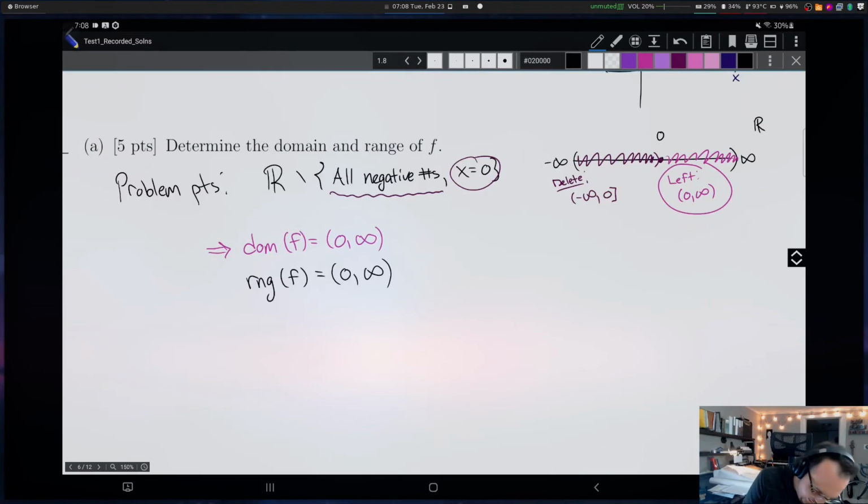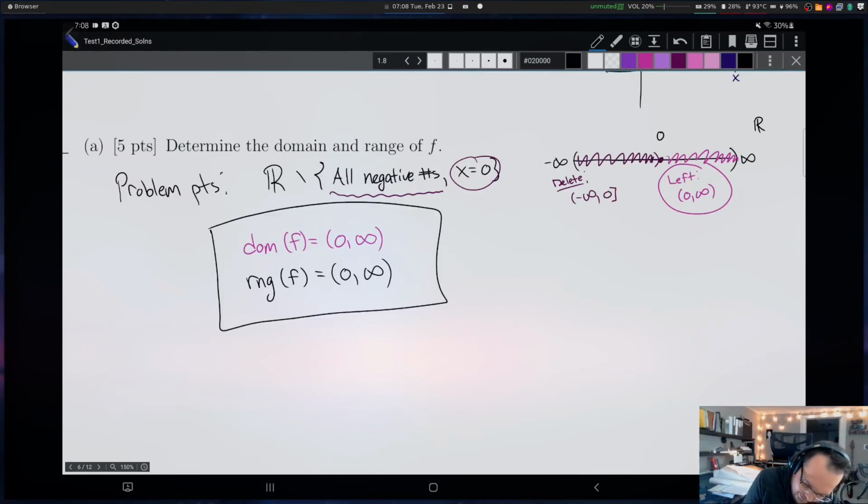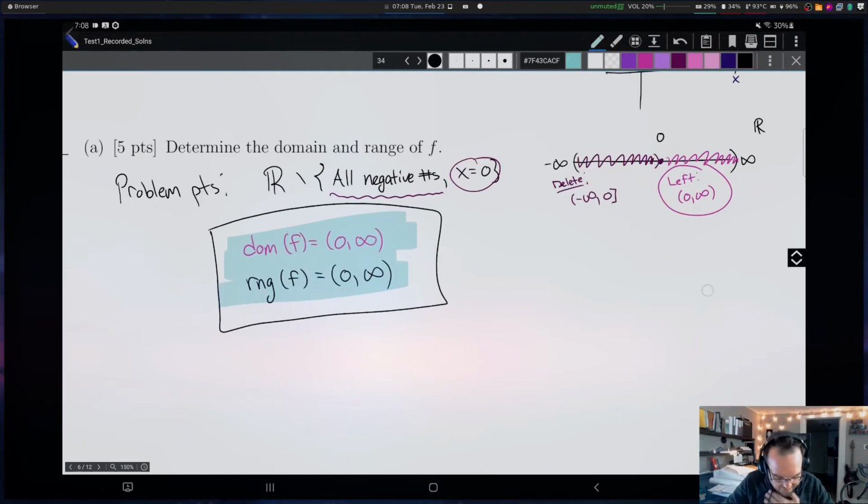Okay, and then I should be careful. I should box and highlight this for the reader to indicate that this is the answer to the question they were asking.